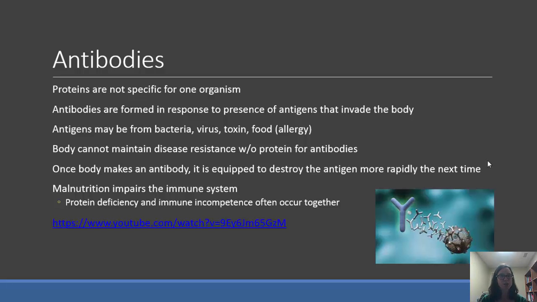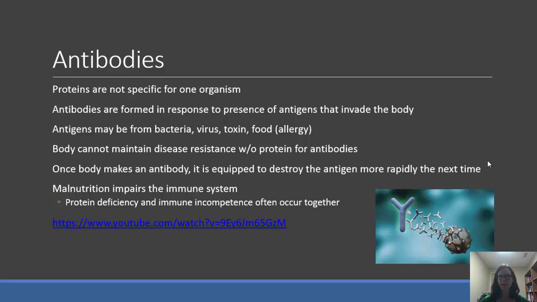Proteins can also serve as antibodies, and this is an excellent example of how proteins are not specific to one organism, but can be transferred and have similarities between organisms. Antibodies are formed in response to the presence of antigens that invade the body. So when this foreign substance, or antigen, invades the body, antibodies are manufactured to inactivate it.